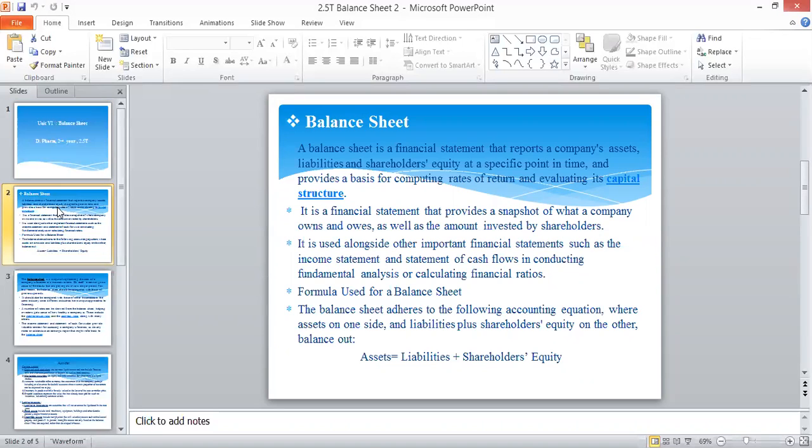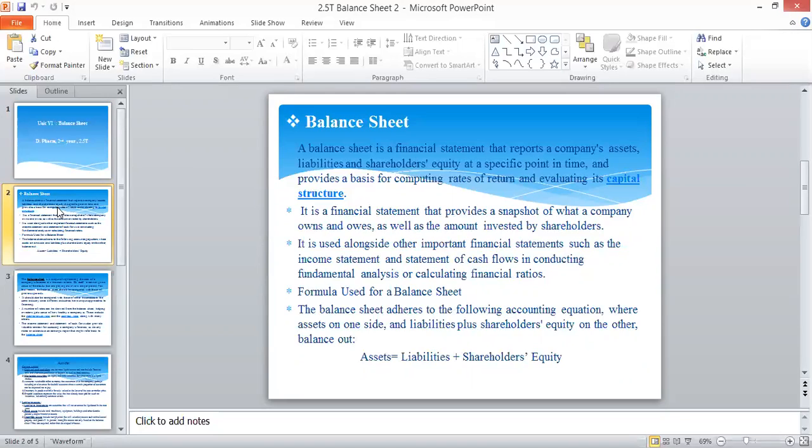It is used alongside other important financial statements such as the income statement and statement of cash flow in conducting fundamental analysis or calculating financial ratios.